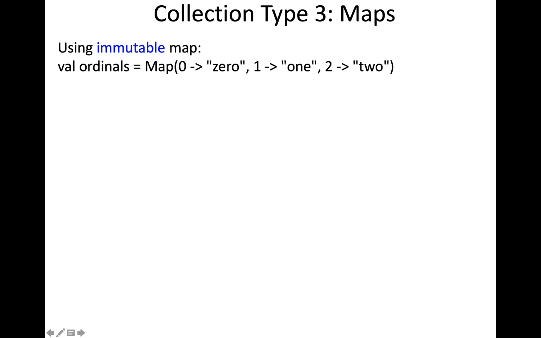Now the third collection type is map. I'm sorry, here it's just plural, I'm using maps. The third collection type is map. Now there are 2 types of maps. One is the immutable map, and how do we get an example of an immutable map? You can say a variable is equal to Map, then a bunch of key value pairs.